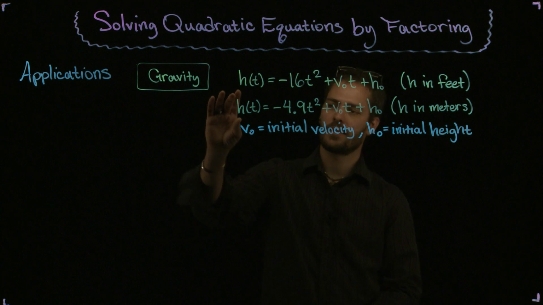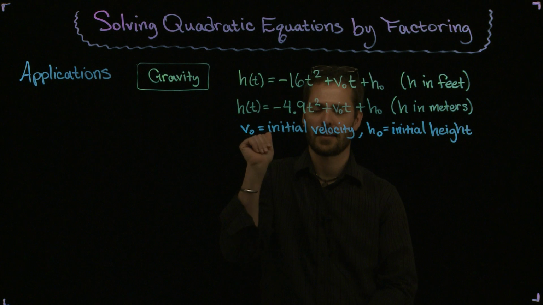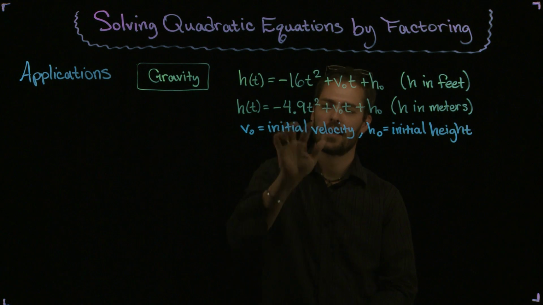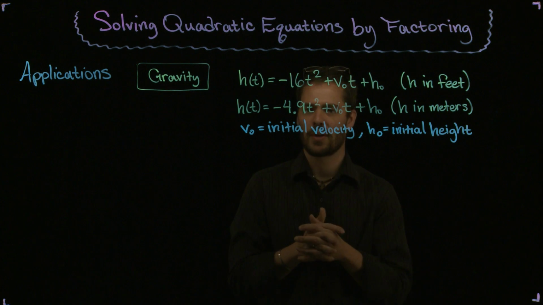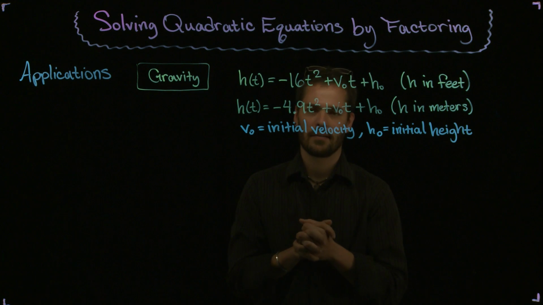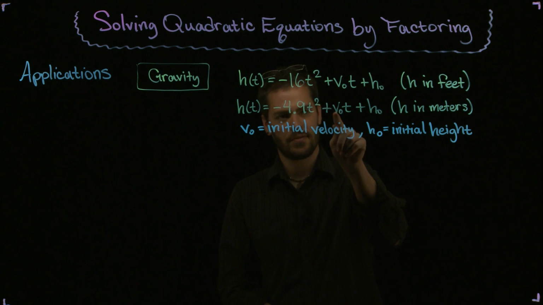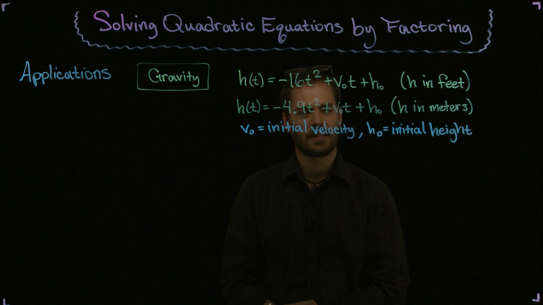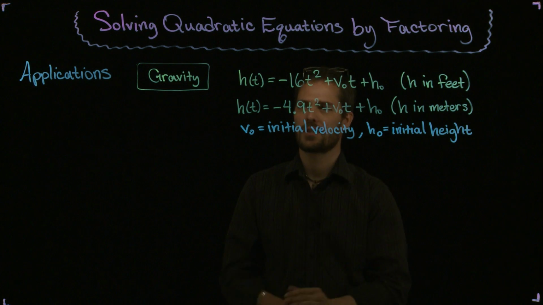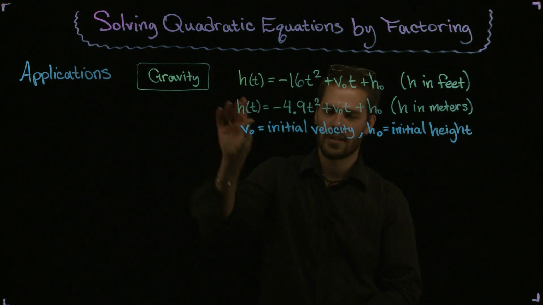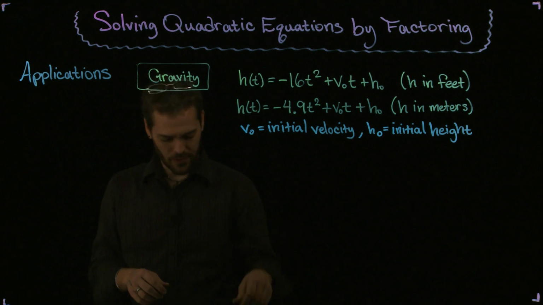The second equation applies to the metric system, meters per second, okay? So the negative 4.9 comes from half of gravity. Gravity is negative 9.8 meters per second squared, the acceleration due to gravity, that is. So in this case, this v naught would be in meters per second, and this h naught would be in meters. And so it just depends on whether you're talking feet or meters for which equation you're going to use. And let me just give a couple examples using both.